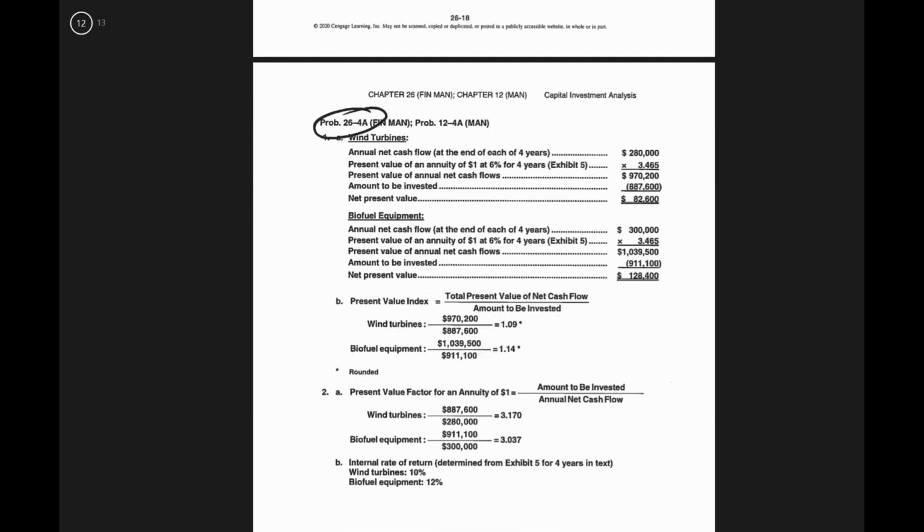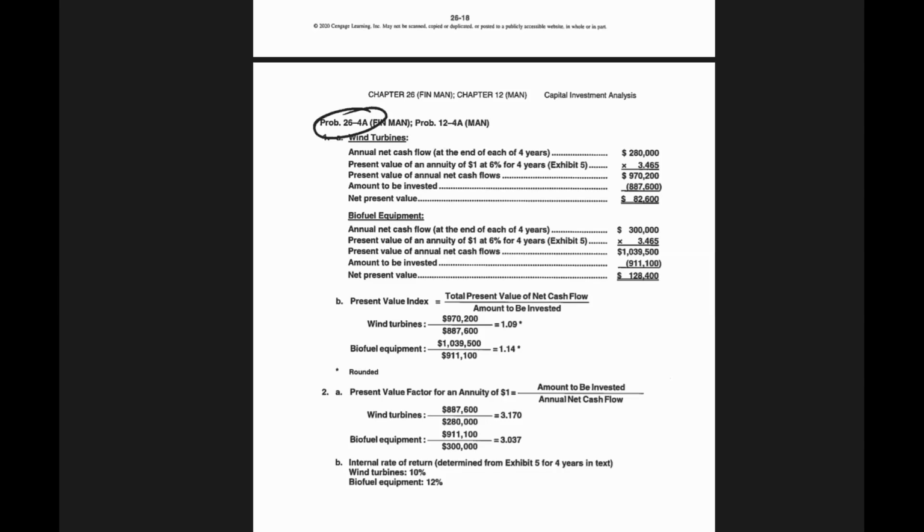And then lastly, problem 4A. Again, they want us to calculate net present value, which we've done now many, many times, but also to add to that the internal rate of return. And you're looking over this problem, you see the two columns, wind turbines and the biofuel equipment. And what should that make you do? Smile. There are all the same cash flows, so we can use the annuity table. We don't have to calculate it 4 times.